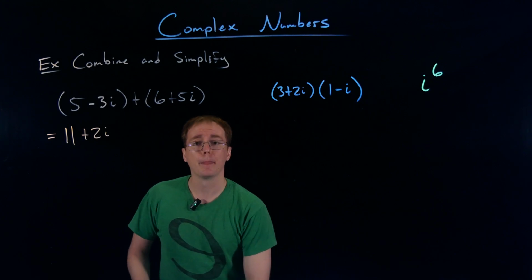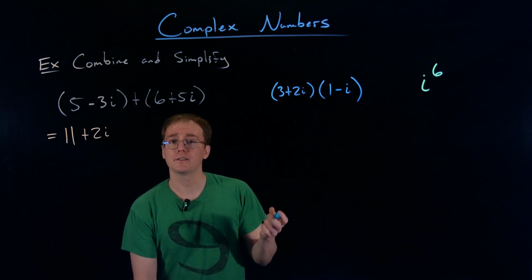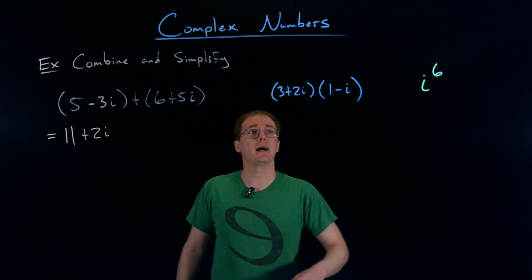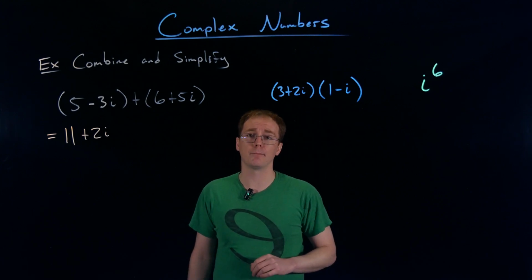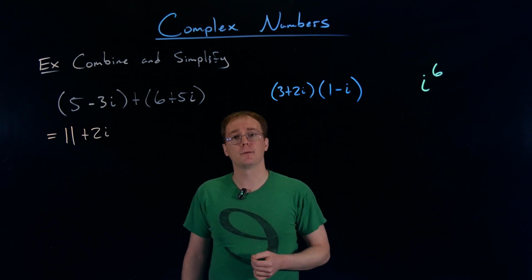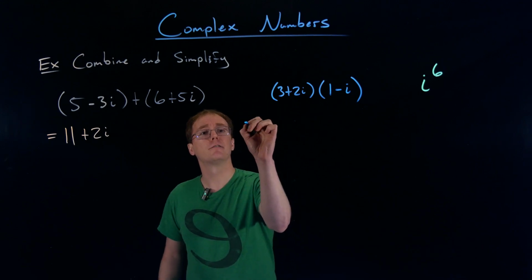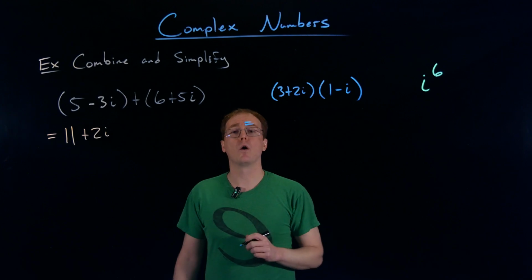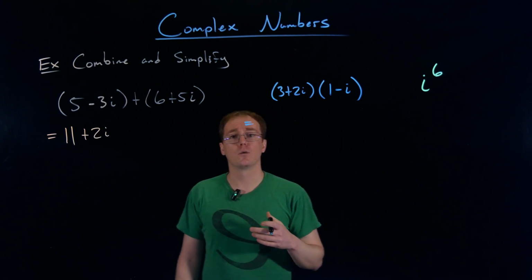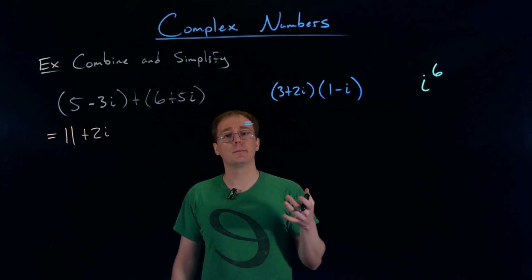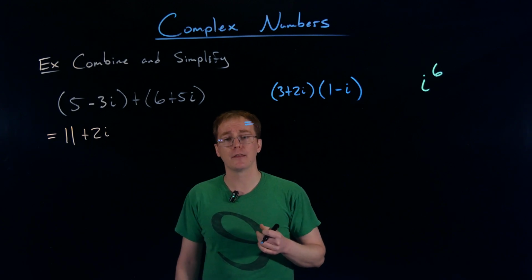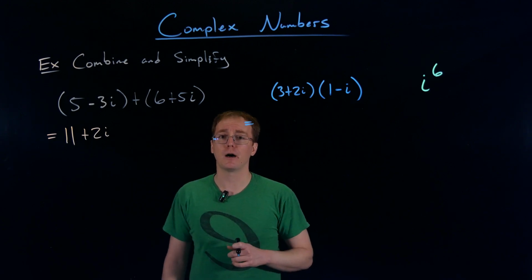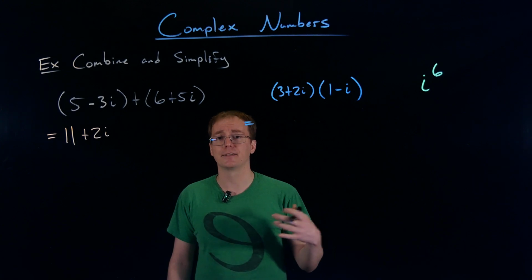So now if we look at our next expression, we want to combine and simplify. Here we have a product of two complex numbers that are multiplied together. First we have 3 plus 2i, and that's getting multiplied with 1 minus i. When we're multiplying these together, just like when we multiply any binomials together, we have to use the distributive property and FOIL things out and expand.